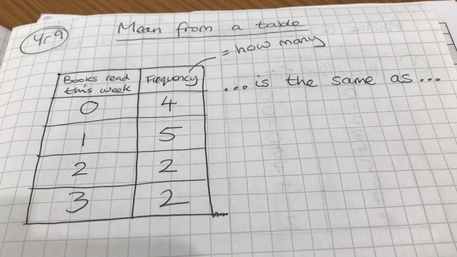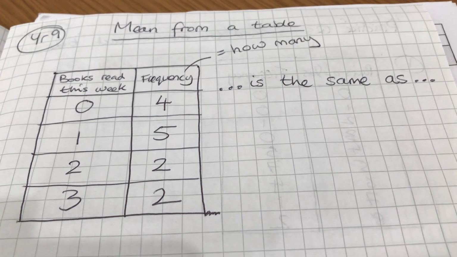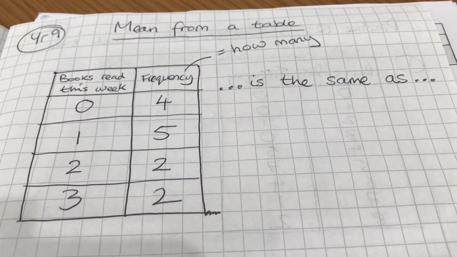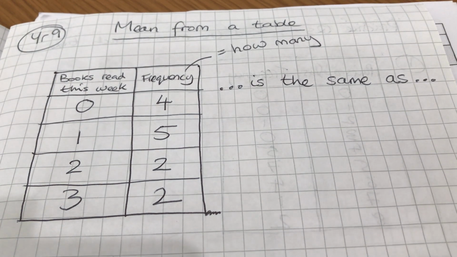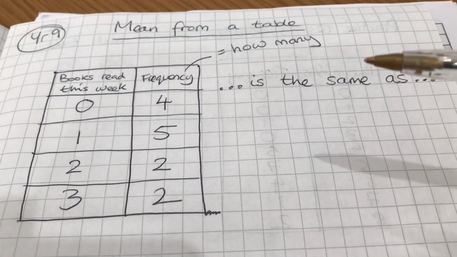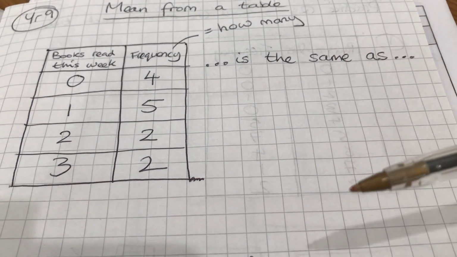Okay? So we're just going to talk about, this is a frequency table. So the lesson is mean from a table. This is a frequency table. And it just tells you how many certain things come up or people have or whatever. Anyway, I'll show you. So for the first one, I'm not even going to ask you to find the mean. I'm just going to ask you what the table means.